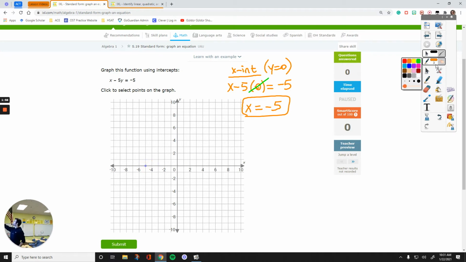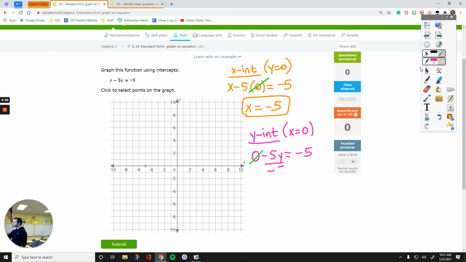Now let's do the y-intercept. Again, if you're going to find an intercept, you should plug in 0 for the other variable. Rewrite your equation by plugging in 0 for x: 0 minus 5y equals negative 5. Since this is already 0, you can just ignore that and drop down whatever you have left, or you can simplify it at this step, divide everything by negative 5 to get the y by itself. So y equals positive 1.